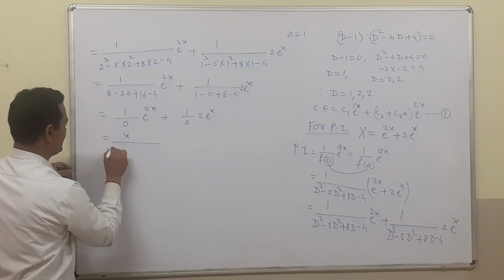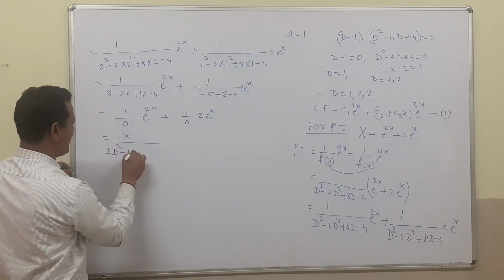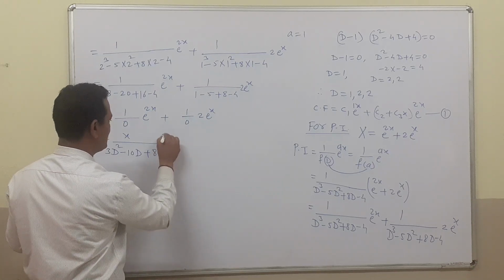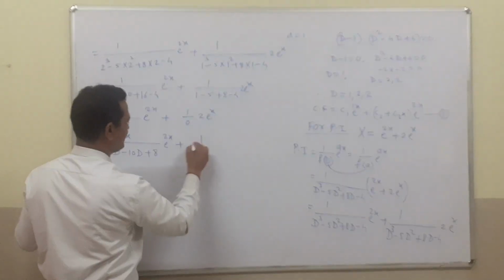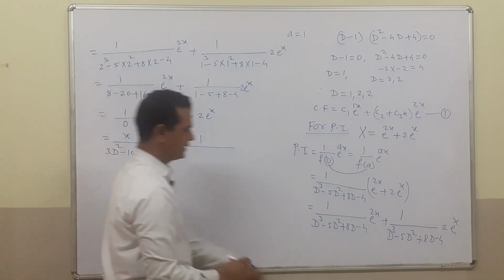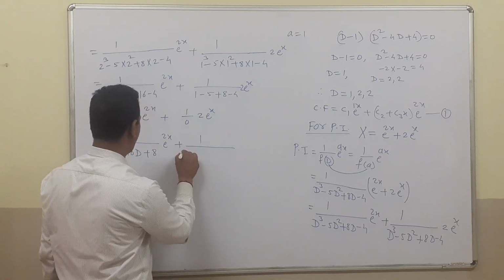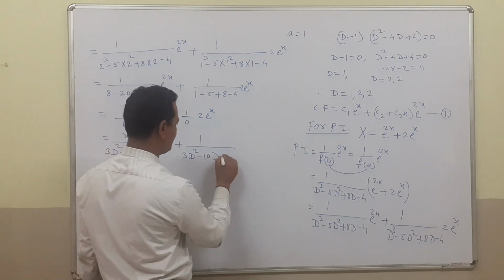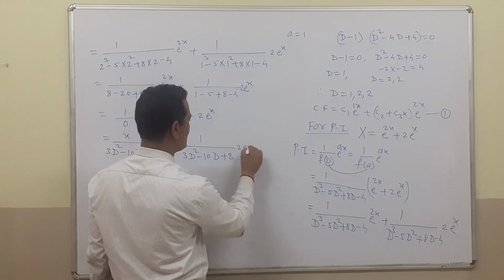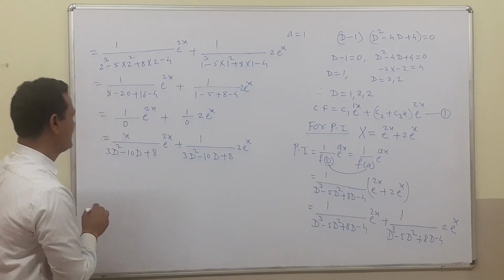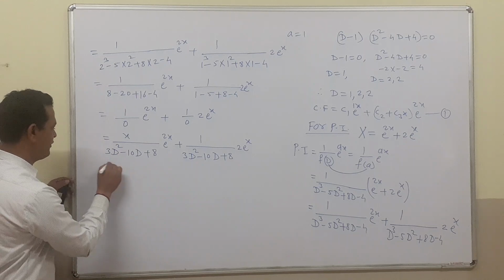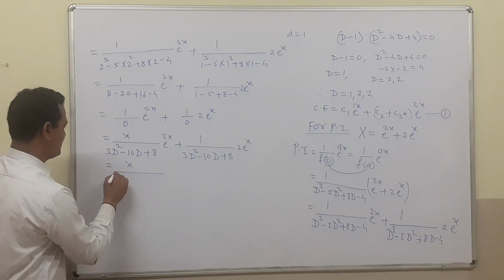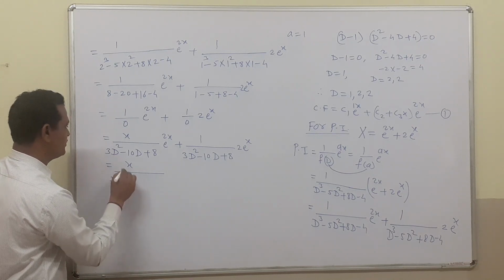So this is 3d square minus 10d plus 8 into e raised to 2x, plus again 1 upon the derivative of this term, 3d square minus 10d plus 8, into 2 e raised to x. Once again replace d by a, so we get x upon, and this is x upon 3 into 2 square.